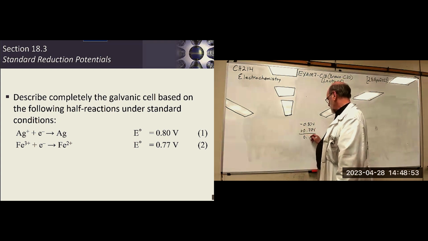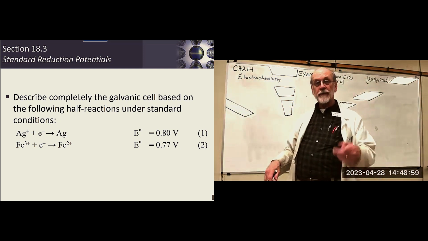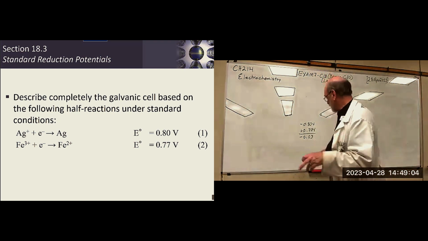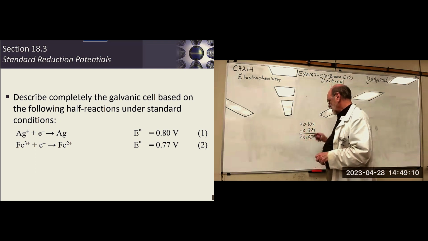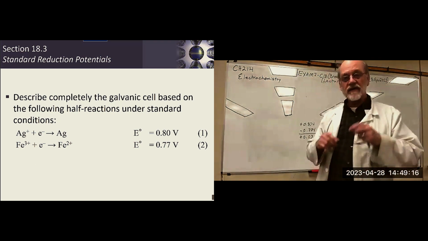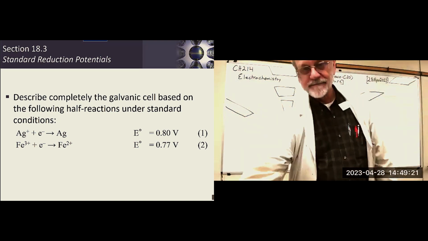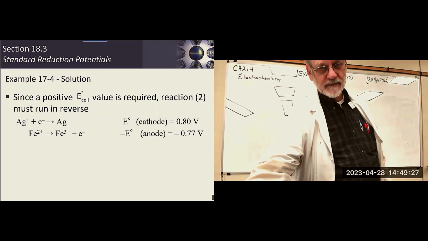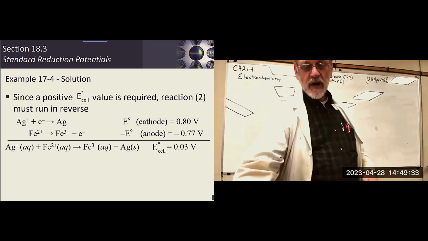Well, you get negative 0.03. That's not spontaneous. So we flipped the wrong one. So let's put that one back and let's flip the iron. Now if we flip the iron, we get 0.03 volts for that galvanic cell. If we make the iron the anode, so the iron would be on the left, silver would be on the right. There we go. And that would be the complete balanced equation there.